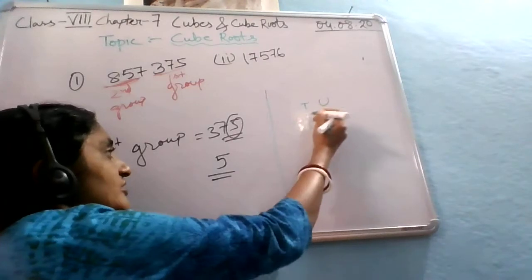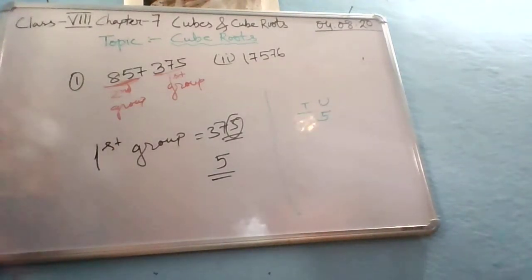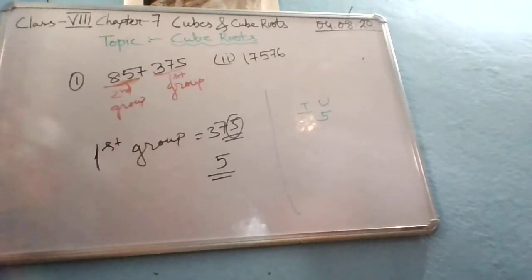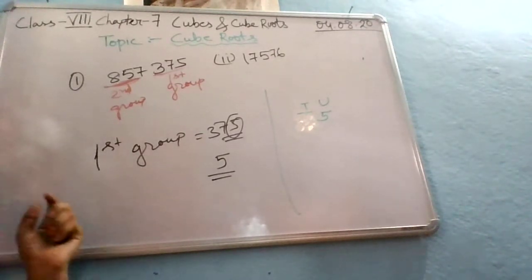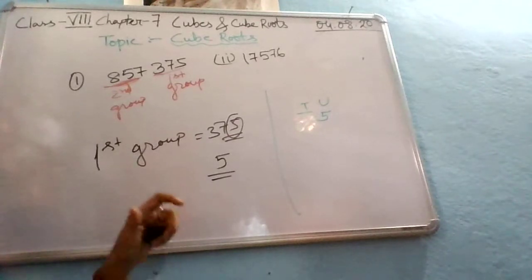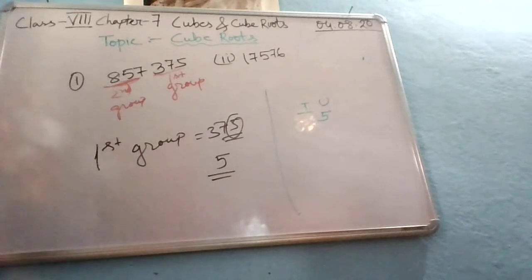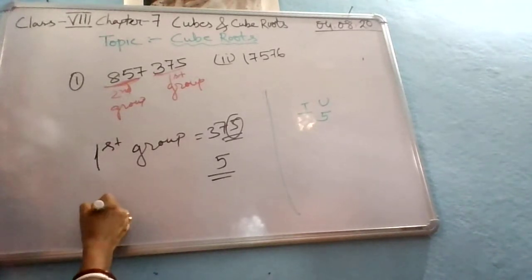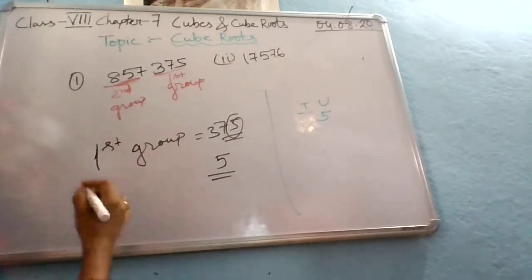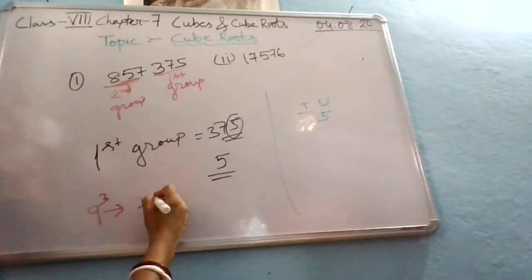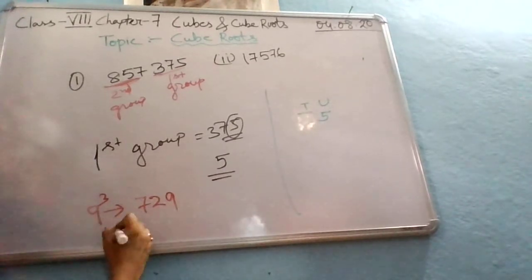Now what will be the next digit for the tens place? Okay, let's think about that. Here the second group of numbers is 857. Now what is the nearby cube of this? For that we have to think about the cubes of 7, 8, 9 or 10. So let's think about 9. What is the cube of 9? The cube of 9 is 729. Then what is the cube of 10?